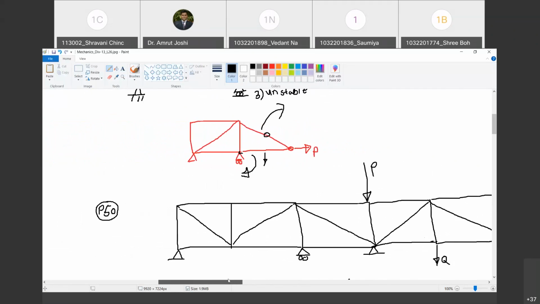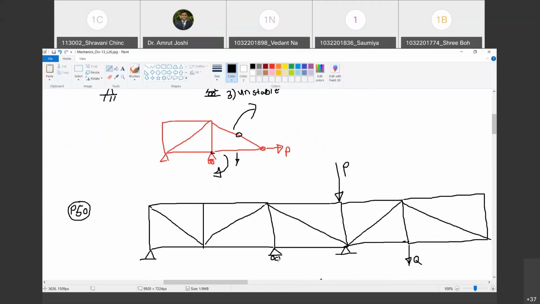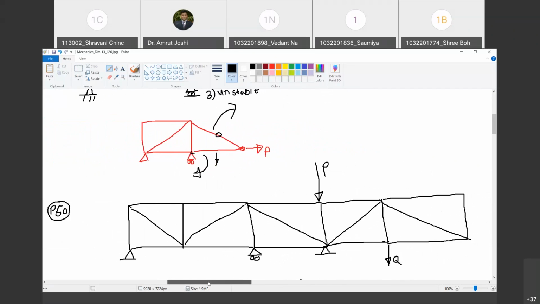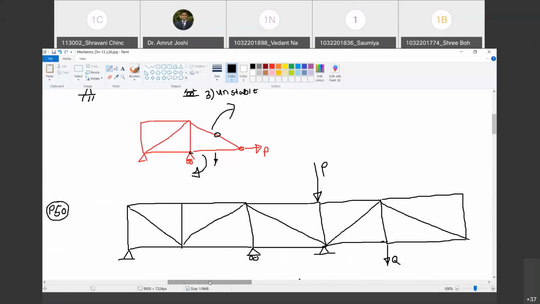Chalo. Let us apply rule number 1. Where can I apply rule number 1? Is there a joint where there are only 2 members meeting? Yes, sir, in the FBD? Yes. Which one? This one? Yes, sir. So at this joint, you have only 2 members meeting, which are non-collinear. Force in both the members must be 0. Happy? Yes, sir. Okay. Let us now apply rule number 2.